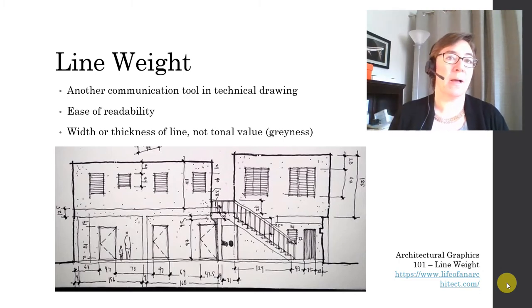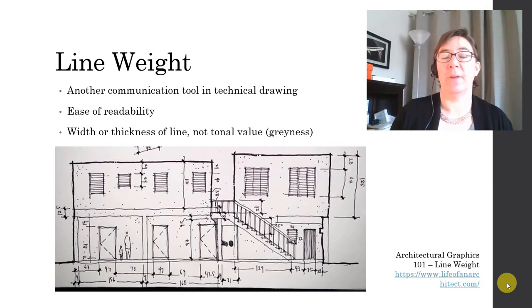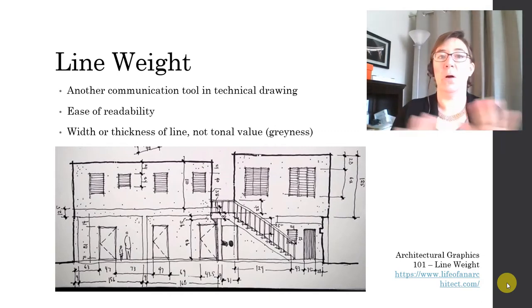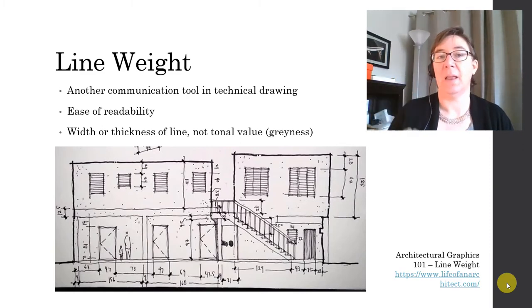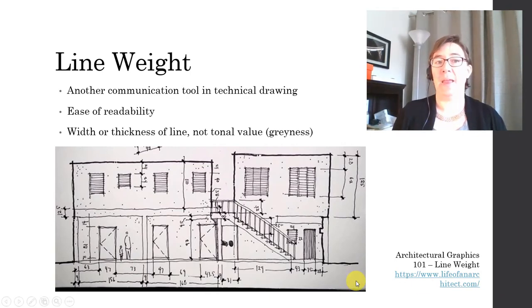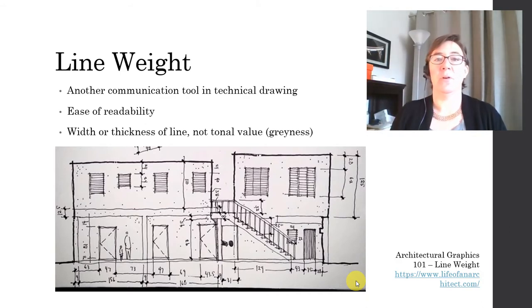We're not talking about its tonal value, which is its grayness, how gray it is, if it's light gray, medium gray, dark gray. We're talking about all completely black lines and varying the width or thickness of the line. Here's an example on your screen of a hand sketch done with line weights. You can see how it immediately calls attention to the important areas of the drawing, the darkness of the profile line and the edge of that building.